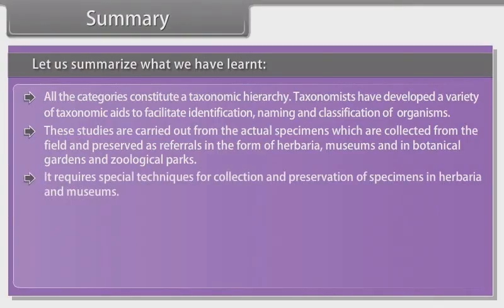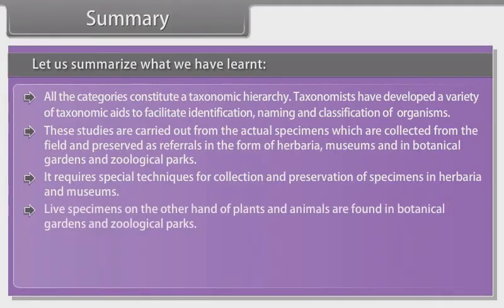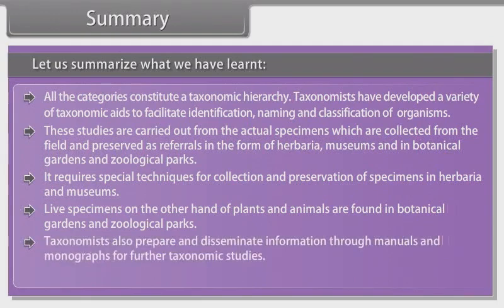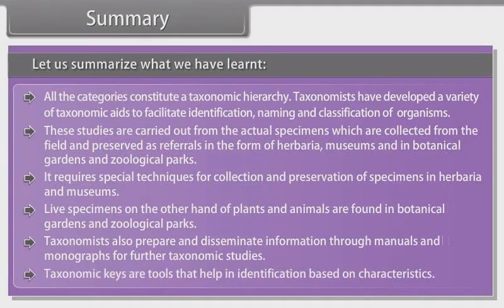It requires special techniques for collection and preservation of specimens in herbaria and in museums. Live specimens, on the other hand, of plants and animals are found in botanical gardens and zoological parks. Taxonomists also prepare and disseminate information through manuals and monographs for further taxonomic studies. Taxonomic keys are tools that help in identification based on characteristics.